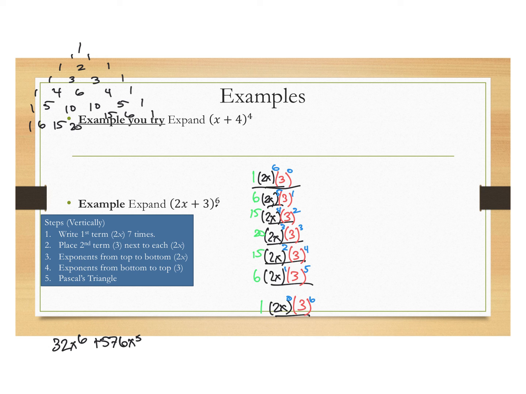For the next one, 2x to the 4th would be 16 times 3 squared, which is 9, times 15 is 2,160, x to the 4th. For 2 to the 3rd, that would be 8, times 3 to the 3rd would be 27, times 20 is 4,320.